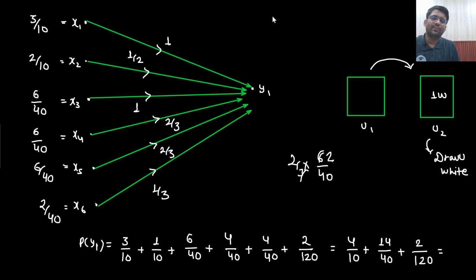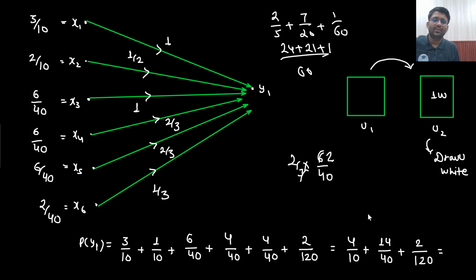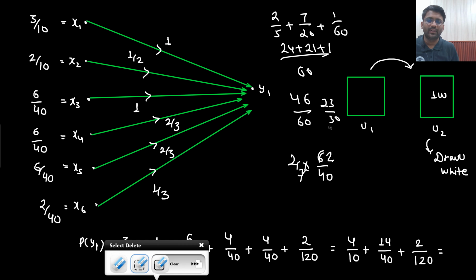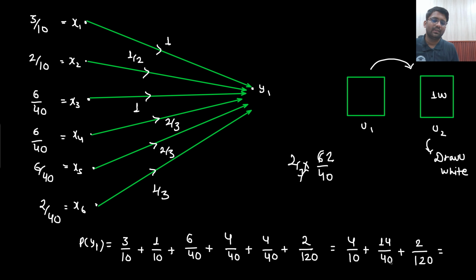Okay, so let's solve it. 4 by 10 is 2 by 5 plus 7 by 20. First I thought that I would not be changing the variable, but choice 3, 21 plus 1. So 46 by 60, that is 23 by 30 is the answer. Okay, when you solve it, you are getting 23 by 30. Answer is 23 by 30.